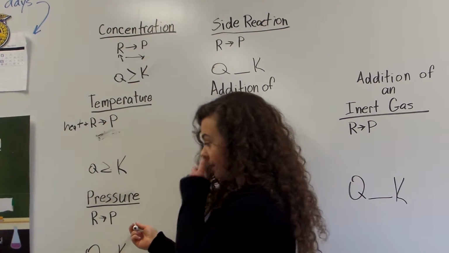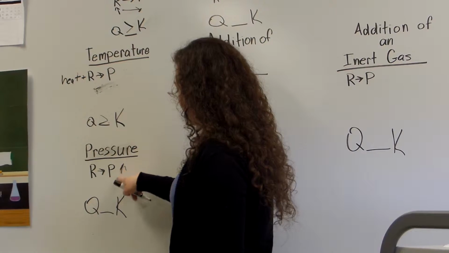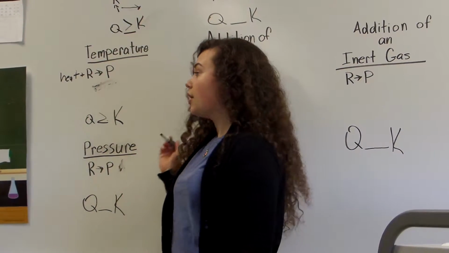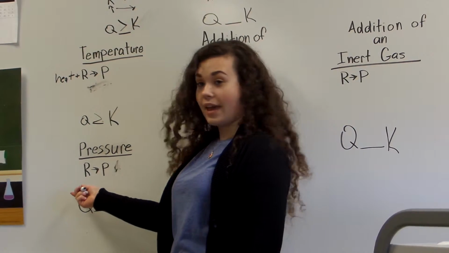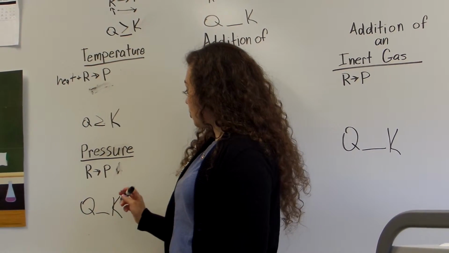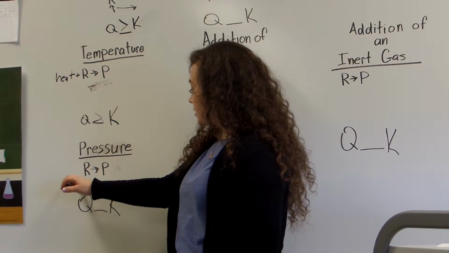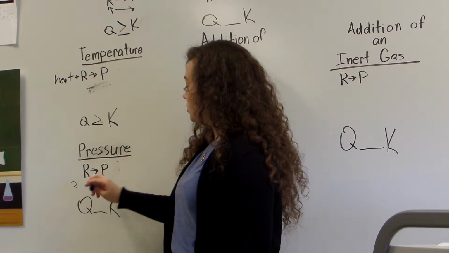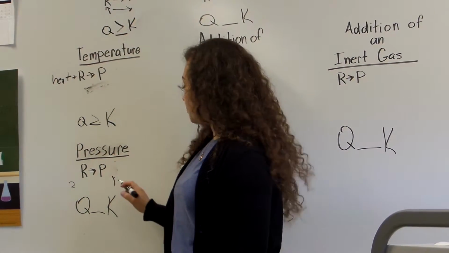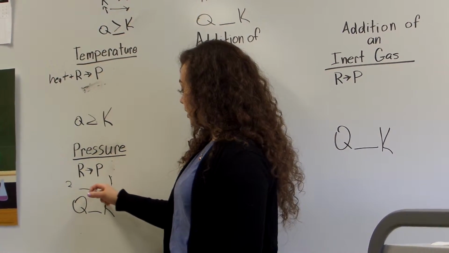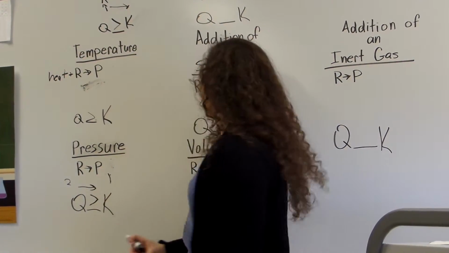For pressure, if the pressure is increased, then the reaction will shift to the side that has the fewest moles of gas. So it depends on what the reactants and products are. Let's say there were 2 gas moles over here and 1 over here, and the pressure were increased, it would shift this way. So Q would be greater than K because it would be product favored.